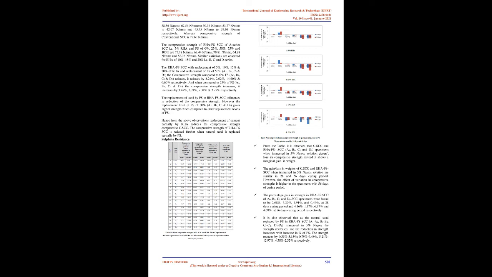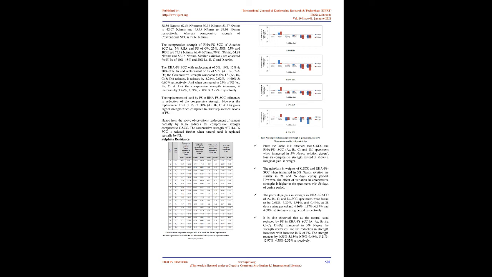The compressive strength of RHAFS-SCC for different replacement levels of FS from 0% to 100% with 5%, 10%, 15%, and 20% of RHA varies between 73.18 N/mm2 to 58.36 N/mm2, 67.54 N/mm2 to 50.36 N/mm2, 53.77 N/mm2 to 42.07 N/mm2 and 45.75 N/mm2 to 37.03 N/mm2 respectively. Whereas compressive strength of conventional SCC is 79.69 N/mm2.